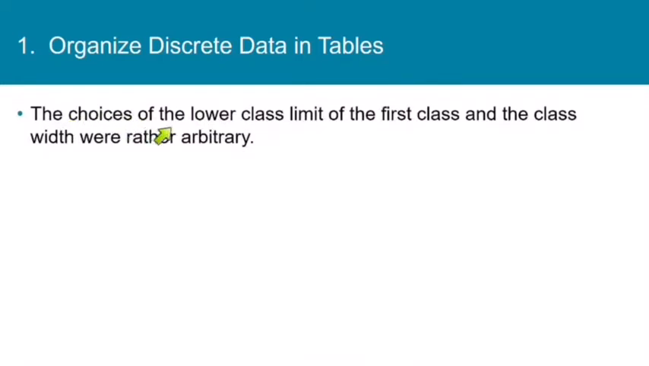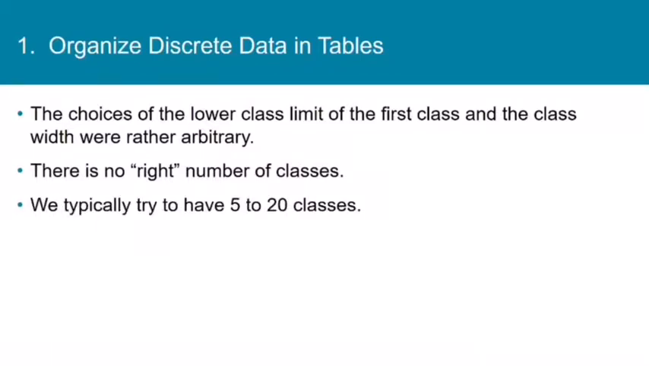Now you may have noticed that the choices for the lower class limit of the first class and the class width were rather arbitrary in our last example. There's no right number of classes. If somebody else had chosen a different starting place or a different class width, that wouldn't be wrong. It's pretty much just a matter of judgment.